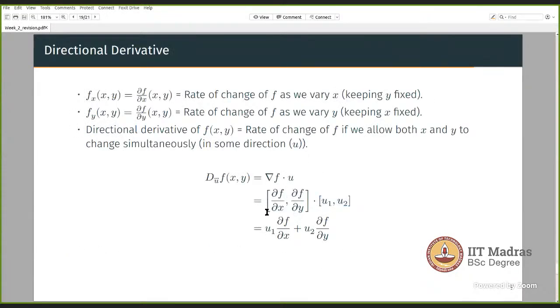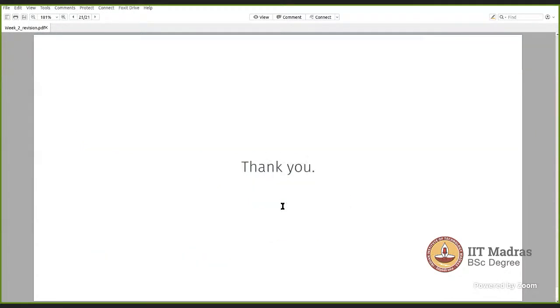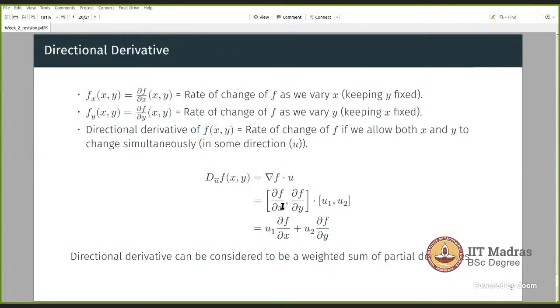You multiply the dou f by dou x with the first component of the unit vector, and then you add the second partial derivative multiplied with the second component of the vector. So this is basically the weighted sum of the partial derivatives. So that's about the directional derivative. These are the important topics that you can get some questions on, and I hope you went through the mock exam as well. You can ask me if you have any questions on all these topics.